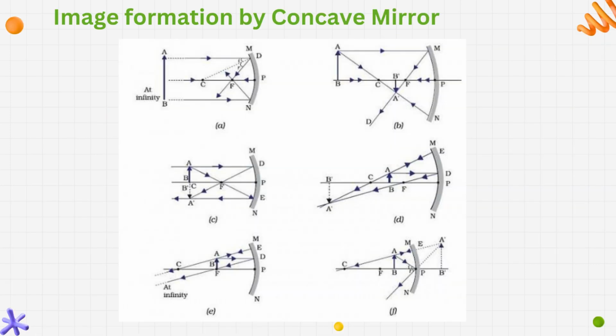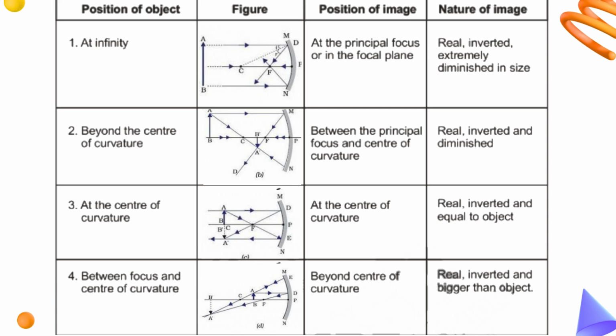Now we are discussing image formation by a concave mirror. When an object is placed in front of the concave mirror in six different locations, how is the image formed? That is what we are going to discuss in this section. First, we consider the position of the object at infinity. From this figure, we can see that the object is AB, and from this object two or three rays go to the concave mirror, are reflected back and intersect at the point F. That is, the position of the image is at the principal focus, and the nature of the image is real, inverted, and extremely diminished in size.